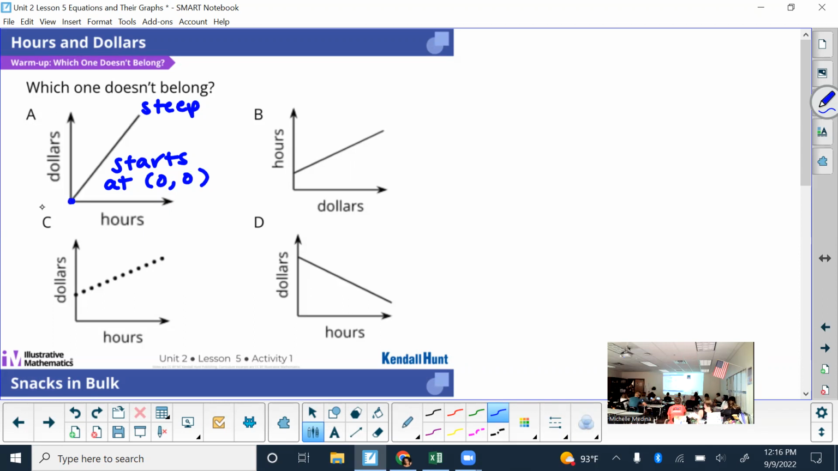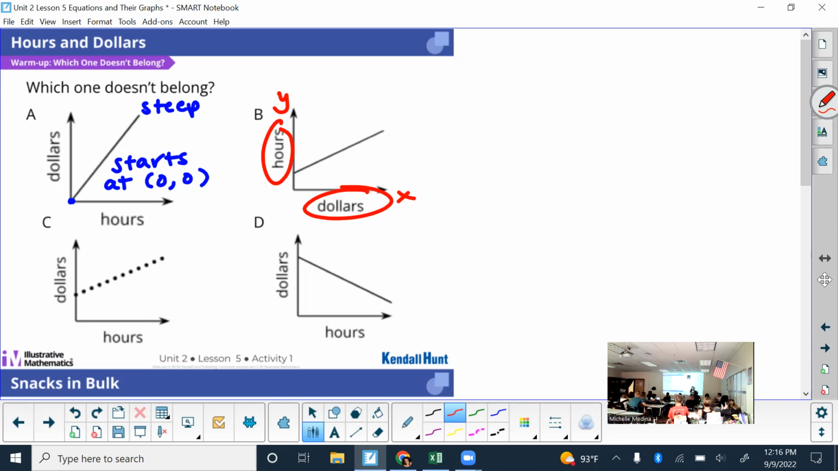Anyone think that B doesn't belong? Raise your hand. And why, Carter? Because it's opposite: hours from the Y, always from the X. So we have hours on the y-axis, dollars on the x-axis. For the rest, they're switched. Any other reasons for B?